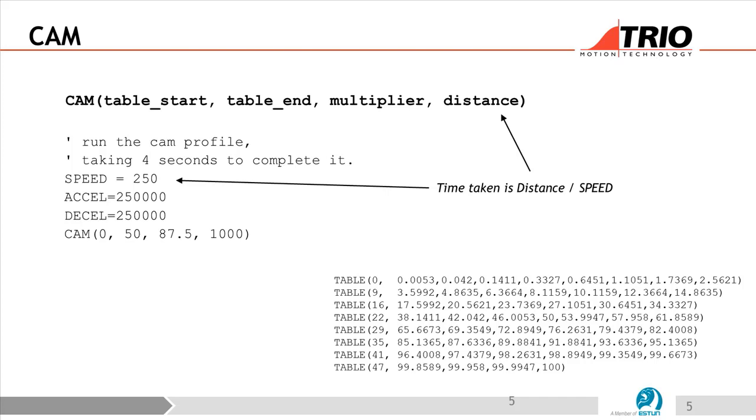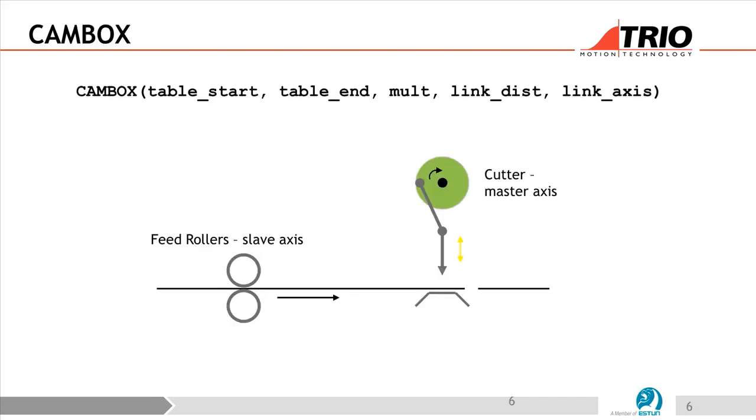Yeah, the PowerPoint says everything I just said. CAMBOX is the linked version of that, so it's the same thing again. Table start and end, multiplier, exactly the same. This time there's a link distance, so it works like the move link. So it will follow master axis over that given distance of the master axis.